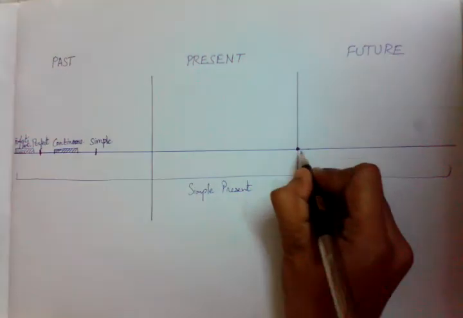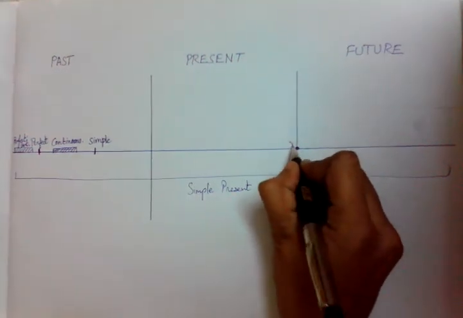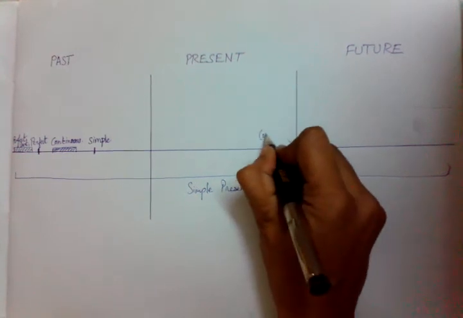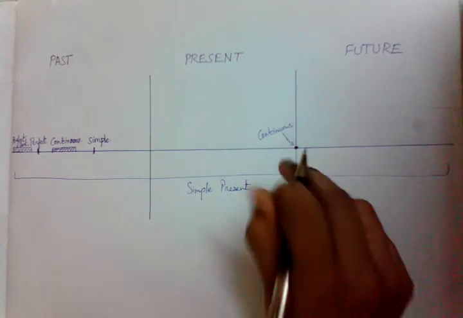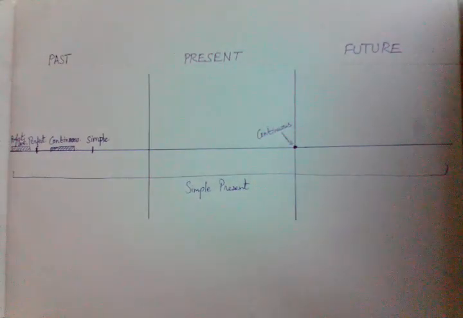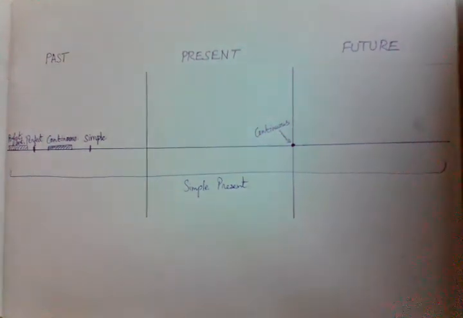So this is the present continuous tense. The next one is present perfect.